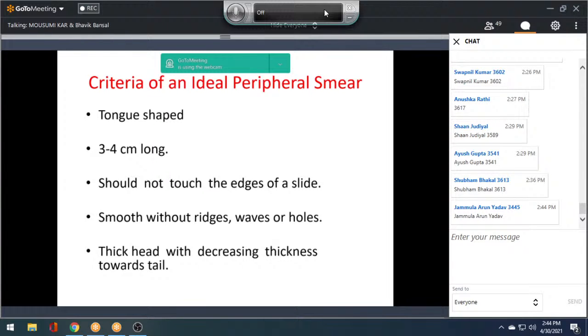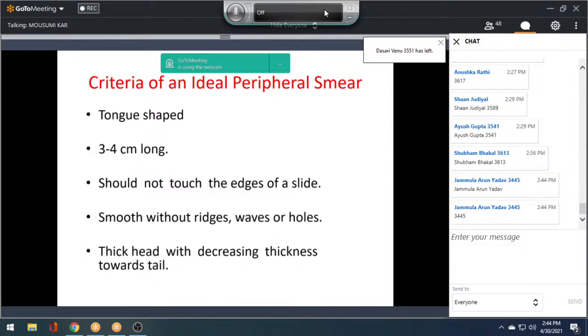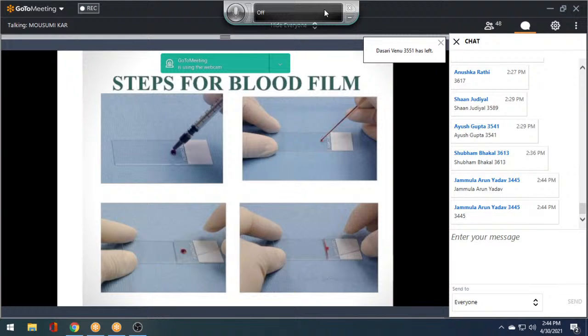Overlap there. I mean, not much overlap there, at the body and tail. Very good. So the RBCs are just touching each other, so you'll be able to see the morphology very clearly.